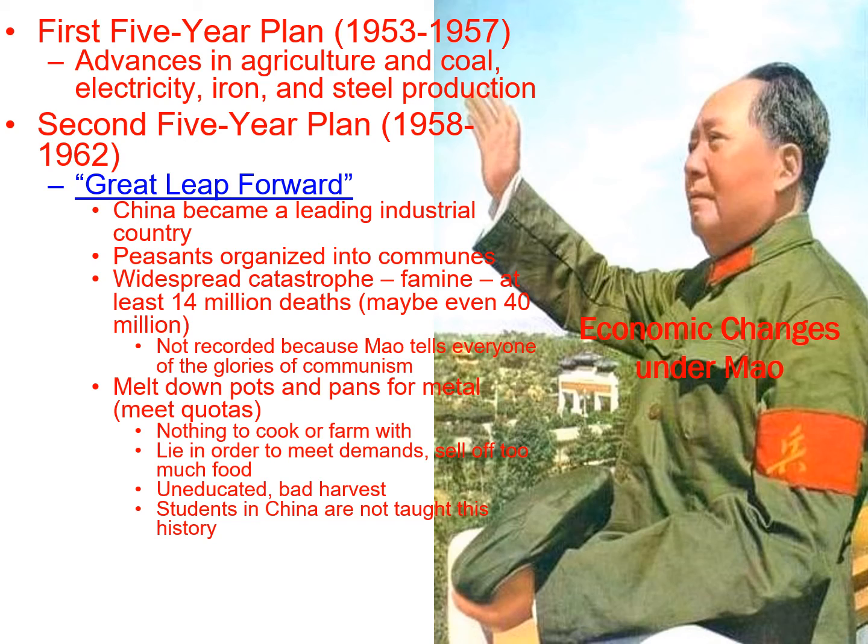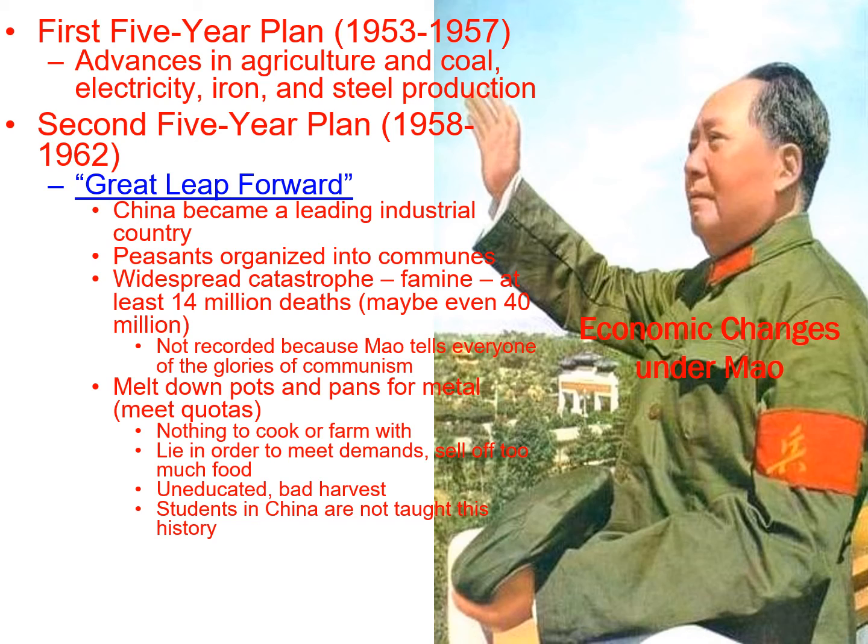But this was not recorded because Mao wanted to only tell everyone about the glories and the successes of communism. He did not want to mention the failures of it, and only the glories and successes were recorded. It got so bad at times that to meet the quotas, pots and pans would be melted down to meet the metal quota.